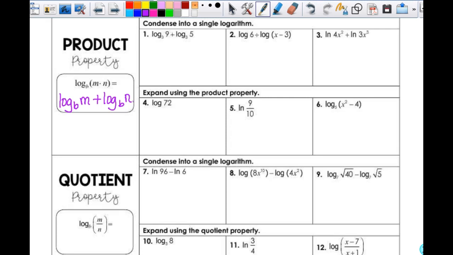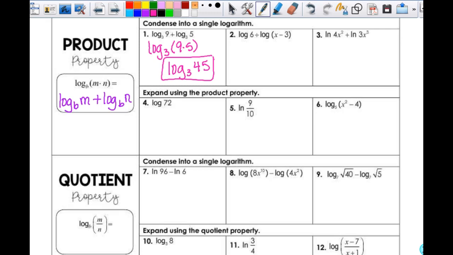So this log base 3 of 9 plus log base 3 of 5, they have the same base. If they don't have the same base, I can't condense them like that, but they do, which means this addition just becomes log base 3 of 9 times 5, which means I get log base 3 of 45, and then it's a single log. Okay.